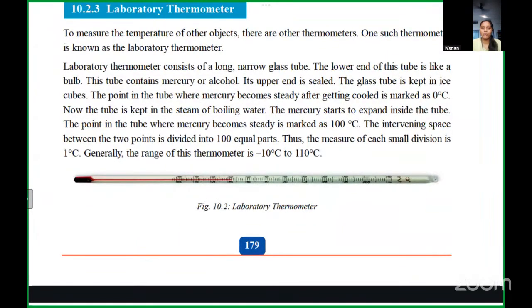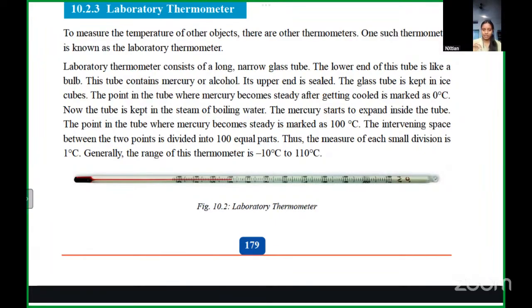The laboratory thermometer looks very interesting. It's a very long and very thin glass tube, totally made of glass. It measures the temperature of chemicals. So in science labs, chemistry labs, we have the laboratory thermometer.